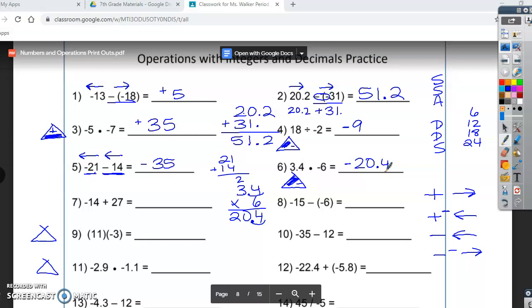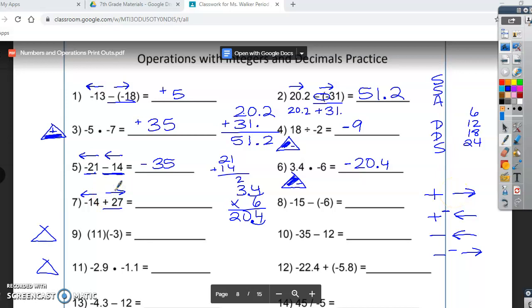Okay? So, on number 7, negative 14 plus 27. This is definitely an arrow problem. This is add, subtract. So, what can you tell me about this? Which way does it start? Left. Okay? Now, don't look at that negative anymore. We're just looking at plus 27. Normal addition moves right.